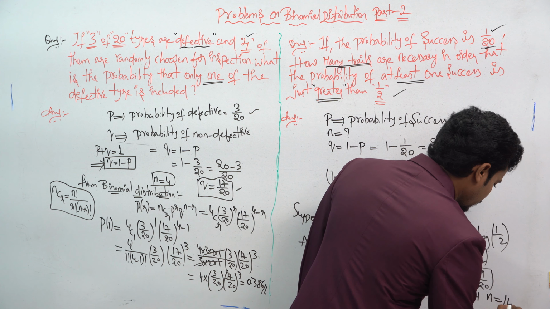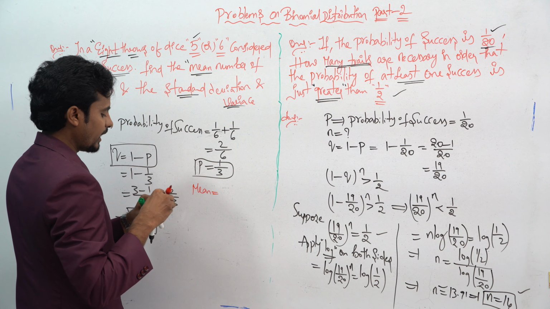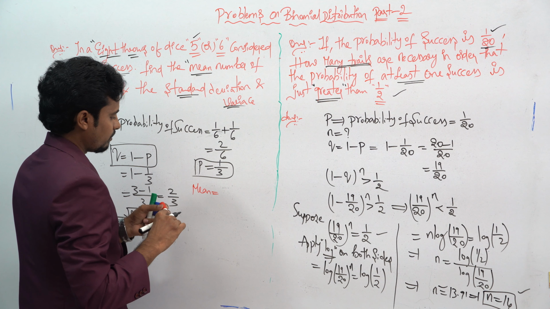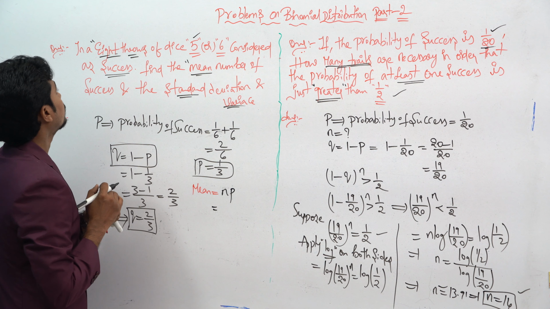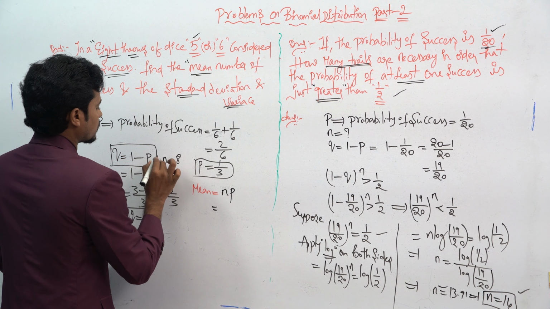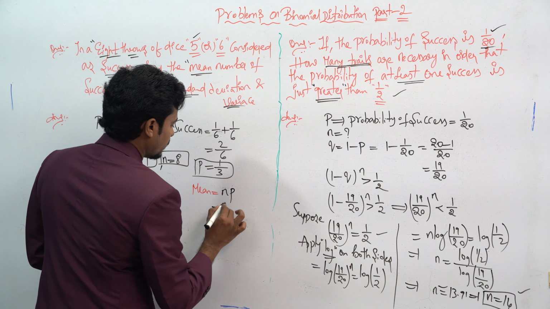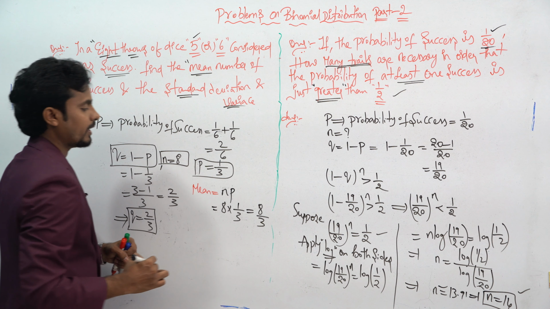Next, the mean. How can we find out the mean? Mean μ is equal to n times p, the formula, right? Here n is 8, the number of throws. So 8 times p, which is 1/3. You will get the answer 8/3.